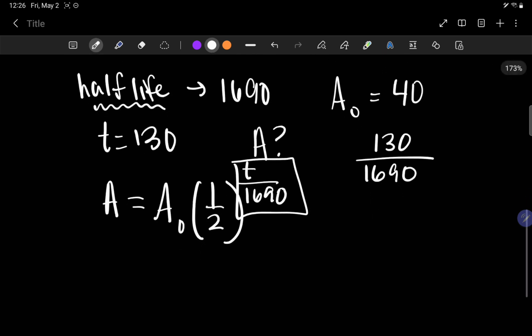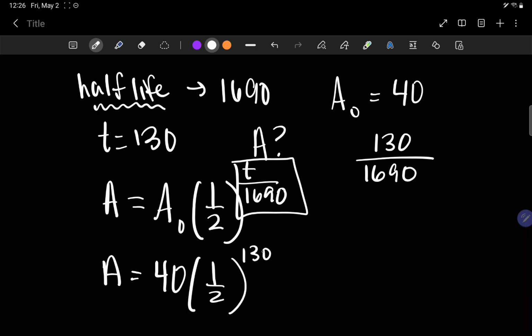Okay. So I can just plug in what I have. I know my initial amount was 40, times 1/2, and t is 130 years. Then I can just plug that into a calculator. So we've got 1/2 raised to the 130 over 1690, and then we're going to multiply that by 40. And we get 37.